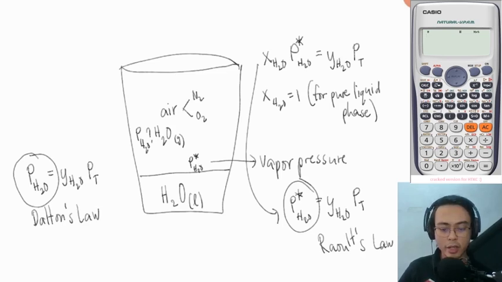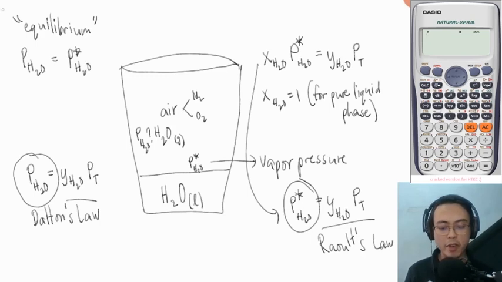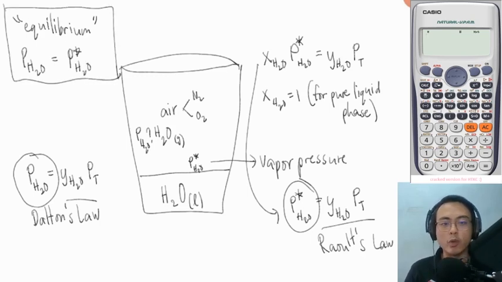You might be asking, is Dalton's law equivalent to Raoult's law? Not always. But in this case, if it's under the condition of equilibrium, you can equate Dalton's law with Raoult's law because they have the same Y H2O times P sub T. What we have is the partial pressure of water is equal to the vapor pressure of water. This is a very important equivalency that we will be using for the majority of our computations.